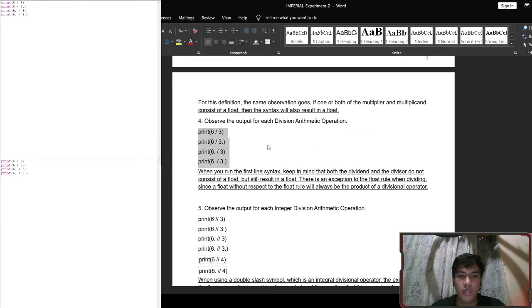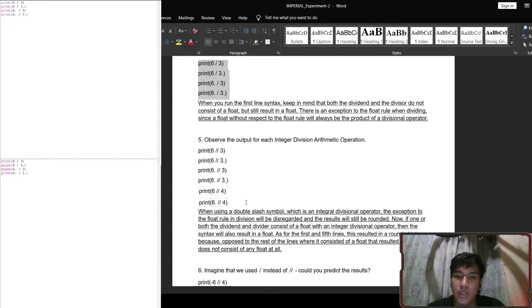Okay. It is all a float. When you run the first line, it's syntax. Keeping in mind that both the dividend and divisor do not consist of a float, but still result in a float. So there is an exception to the float rule while dividing, since a float, without respect to the float rule, will always be the product of the divisional operator. Okay, next. The integer division arithmetic operation.